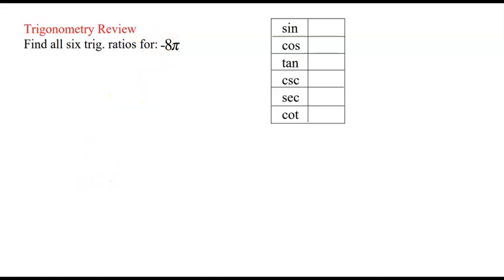So now negative 8 pi. This negative tells us that we are now going clockwise around the unit circle. So we're going to start here on the positive x-axis. We go once around the circle. We're at negative 2 pi because we're going clockwise. Again around the circle, negative 4 pi. Again around the circle, negative 6 pi. And one more time around the circle until we get to negative 8 pi.